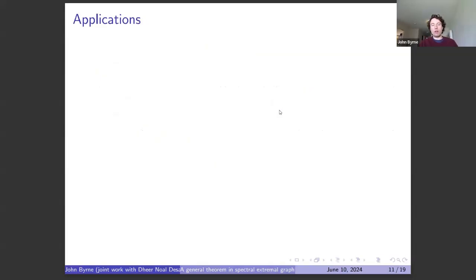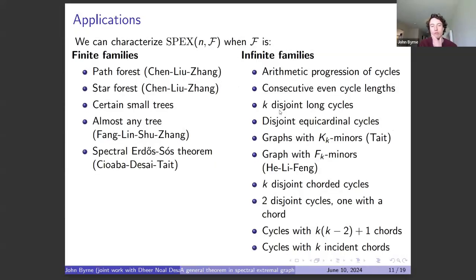Okay, so here's a full list of applications that we're able to get from this result, if your forbidden family has one of the following forms. I've separated this into finite families and infinite families where we can perhaps be forbidding cycles. In this list, where there's a citation, that means that we recover an existing spectral extremal result. If there's no citation, then it appears that the spectral extremal result is new.